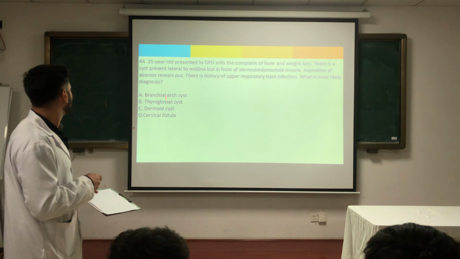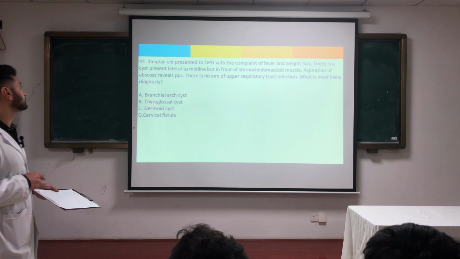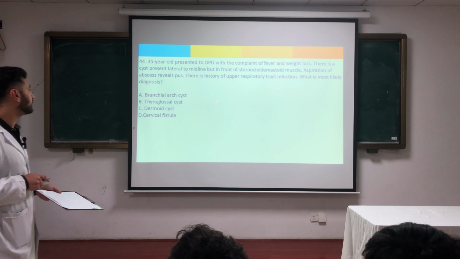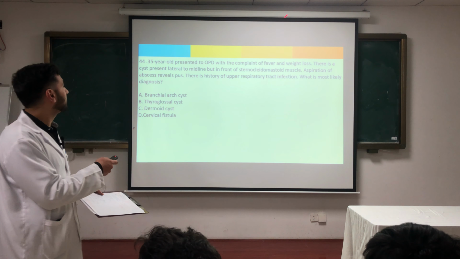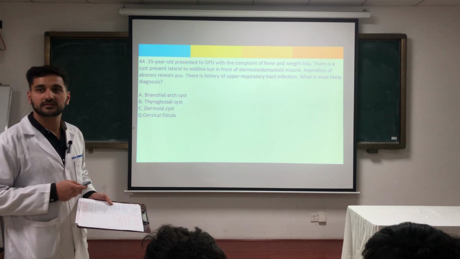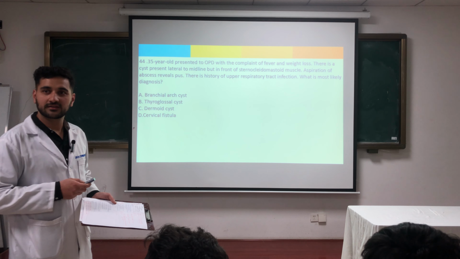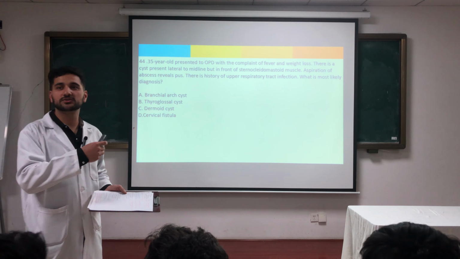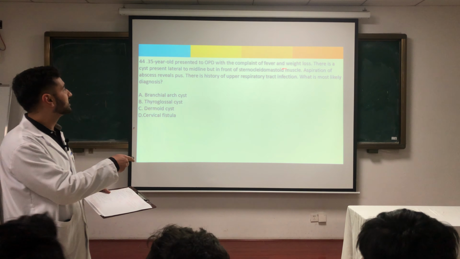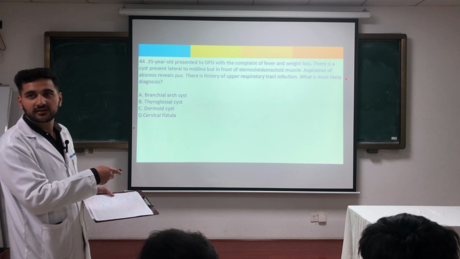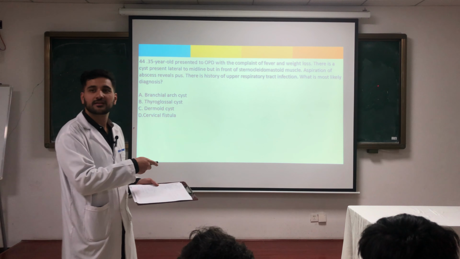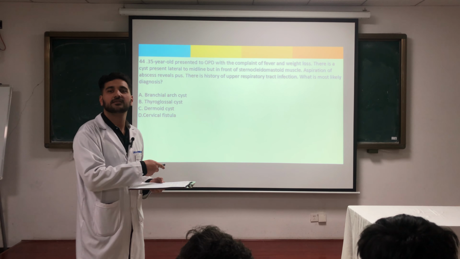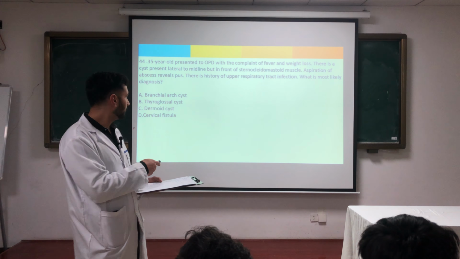Thyroid. Because this is also an embryological remnant. It's related to the upper respiratory tract, so we will go for branchial arch cyst, because you are saying that the mass is located near the sternocleidomastoid muscle and there is upper respiratory tract infection. So we go for branchial arch cyst. Very good. Thank you.